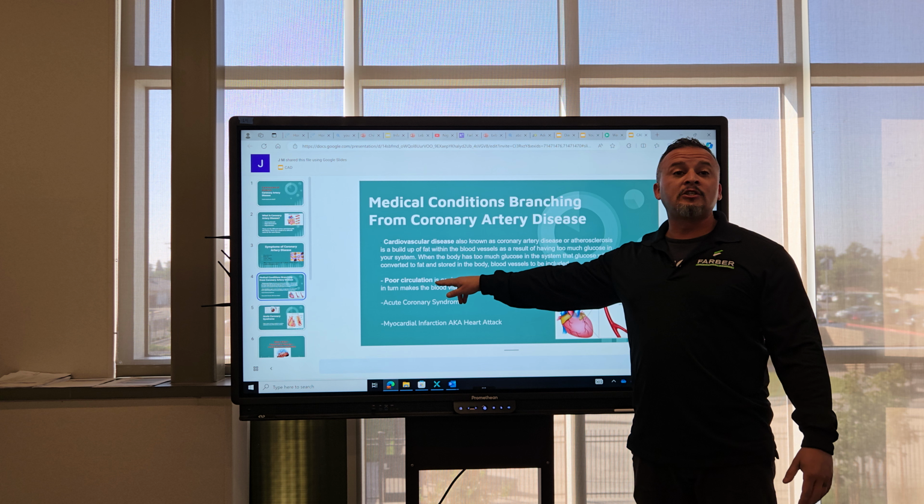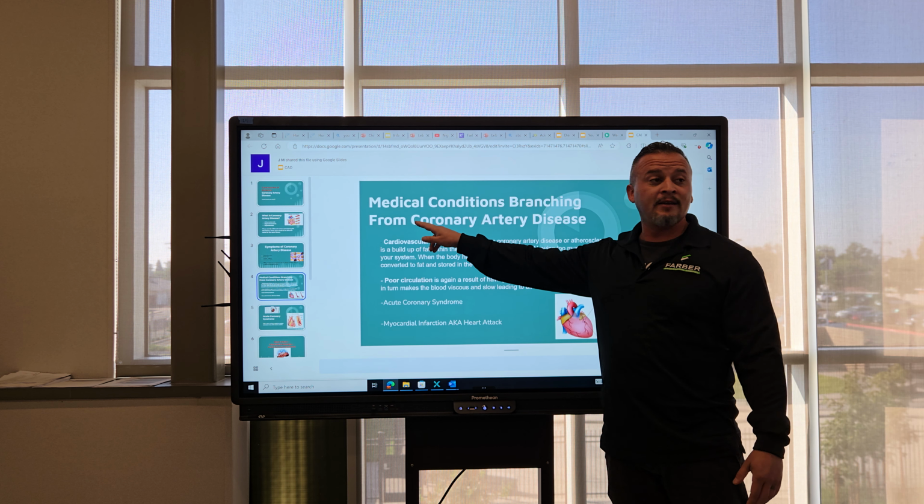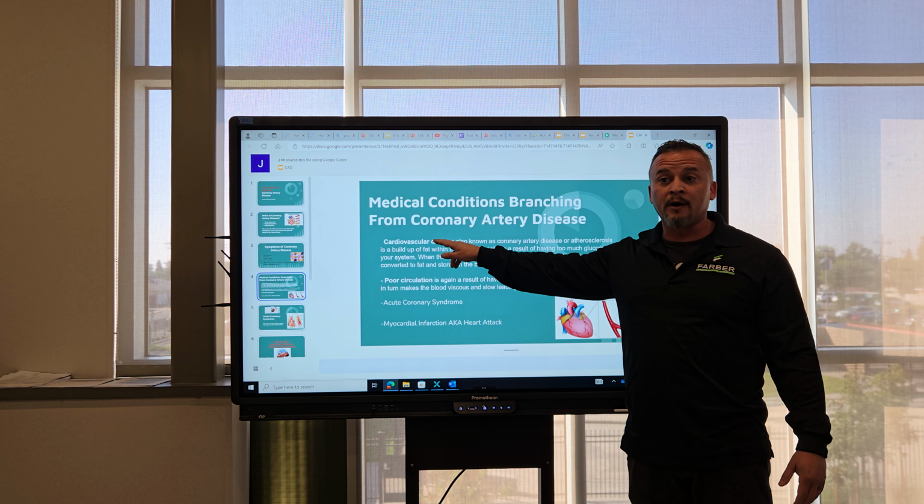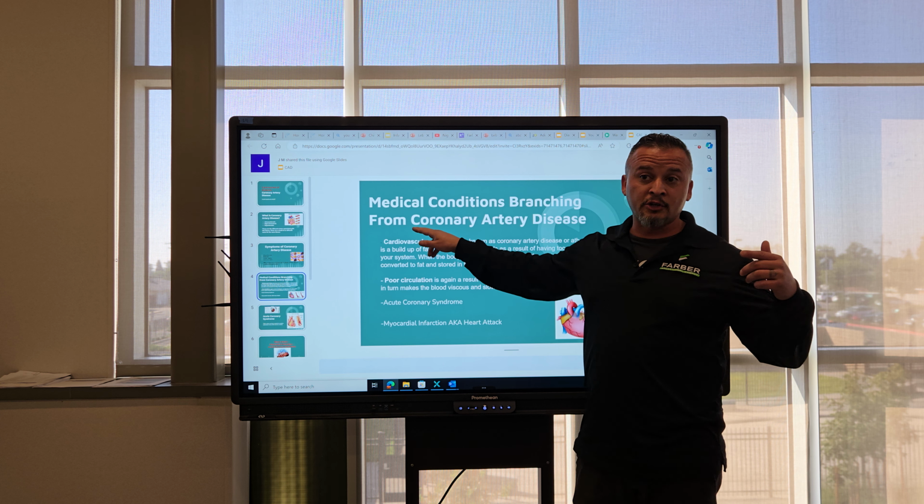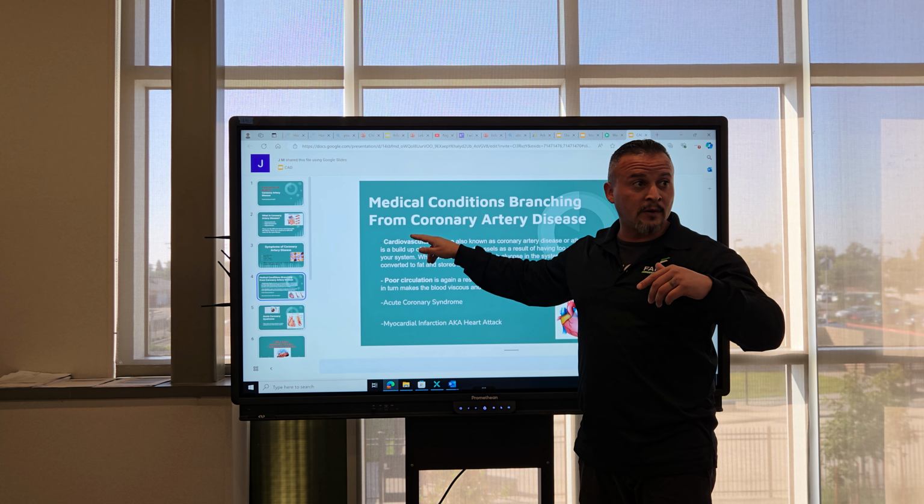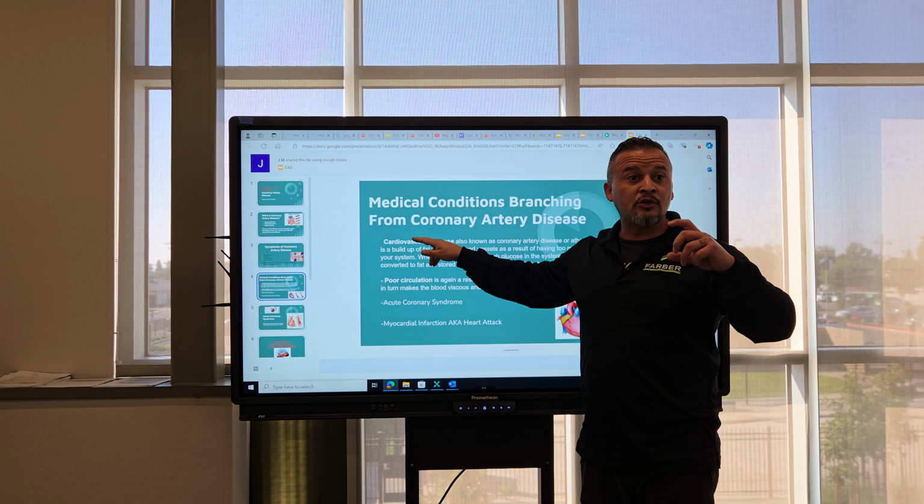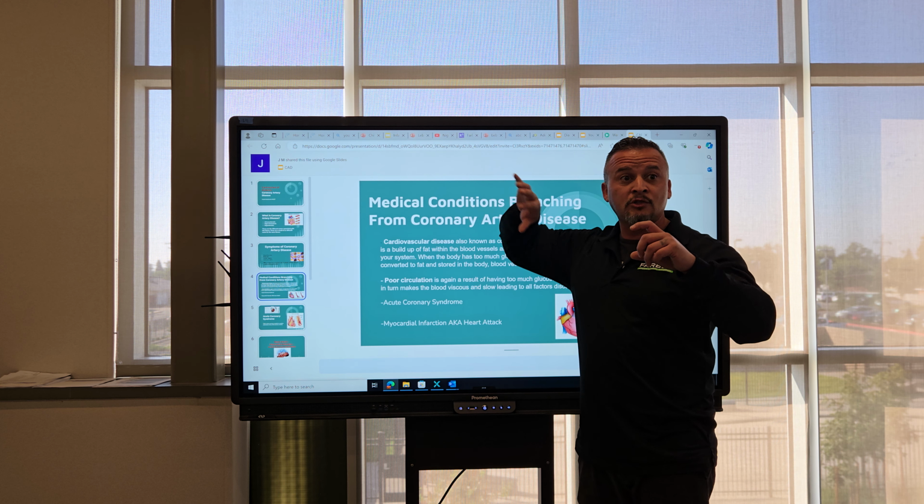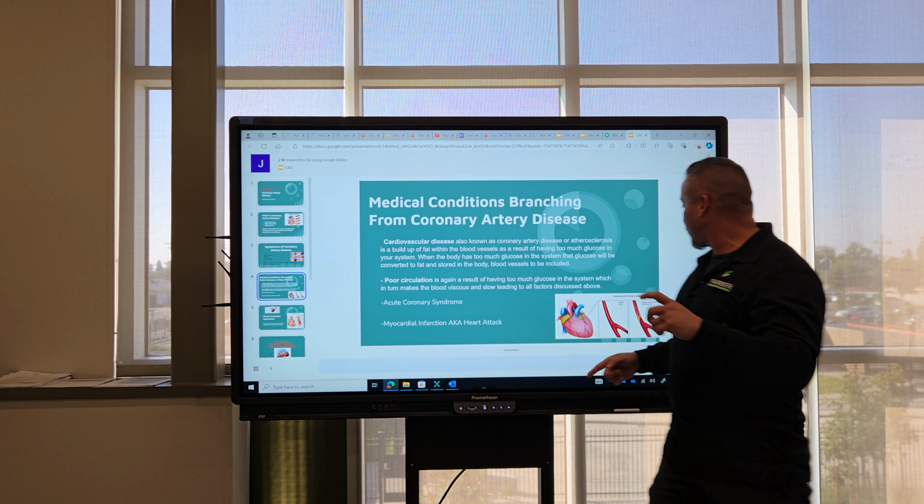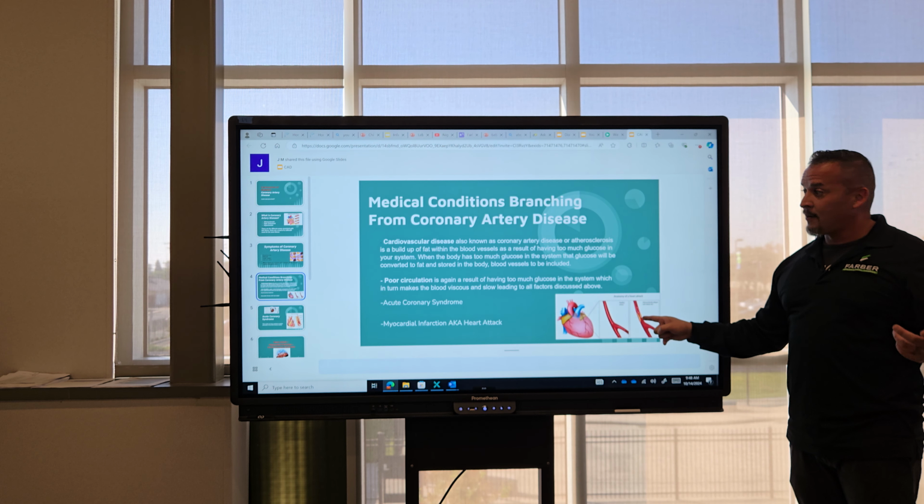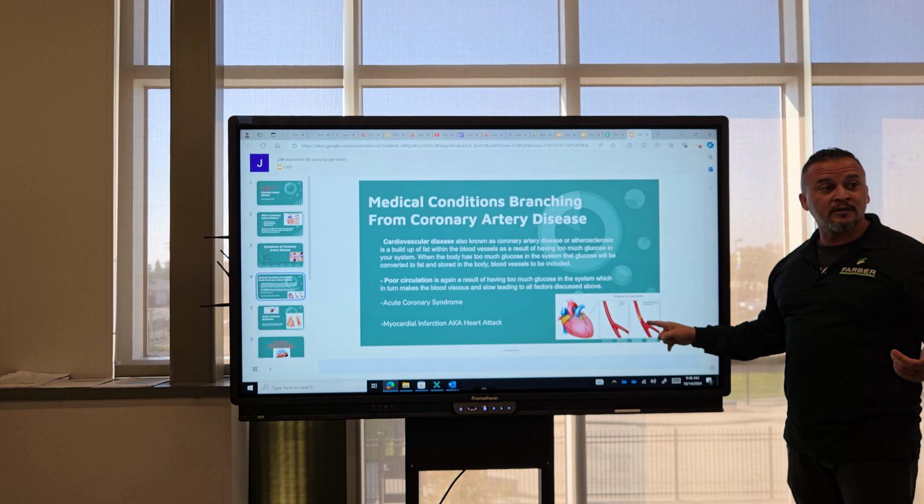And then poor circulation, we talked about it, right? If you have CAD, most likely you already have a lot of sugar in your body. So that sugar is going to make the blood go like syrup. That's going to slow it down. And also, because you have extra sugar in the blood, it stores as fat around the vessels, right? Which gives you even more poor circulation.